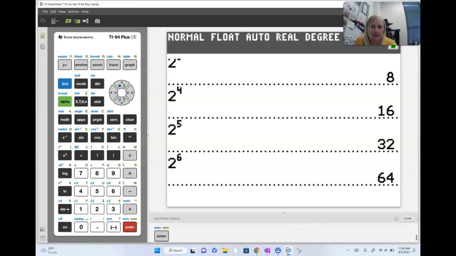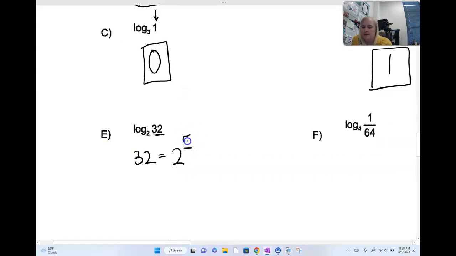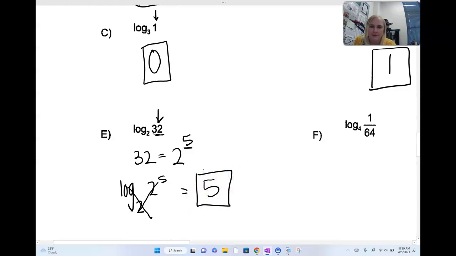I just kept going to show you. You can keep going until you find the answer. So we got 2 to the 5th. That's going to be our 32. So now we can sub it. So log base 2 of 2 to the 5th power. Those cancel, and we're left with 5 as our answer.